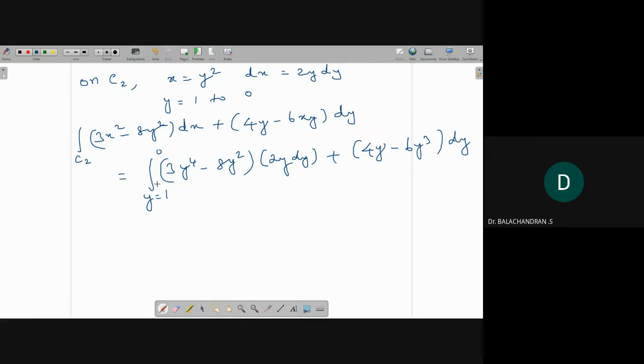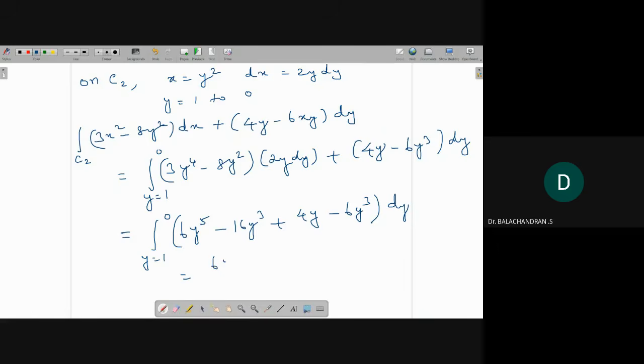So y varies from 1 to 0. The students will make the mistake here. They will write 0 to 1. They should be a little bit careful. So you should see the direction here. So y equal to 1 to 0. So 6y power 5 minus 16y cube plus 4y minus 6y cube into dy. So remaining is just integration and substituting the limits.